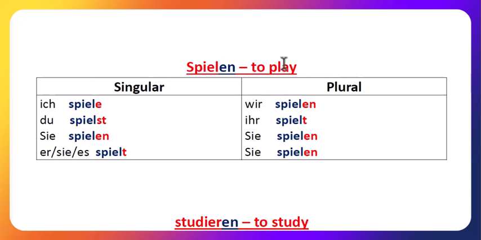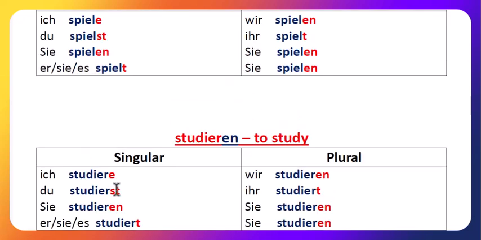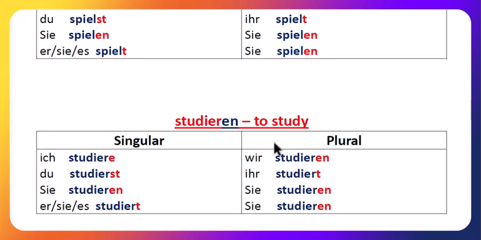So this one is spelling: du spielst, er spielt, sie spielt, es spielt. Take studieren: ich studiere, du studierst, Sie studieren. It's with similarities, sie studiert, es studiert.